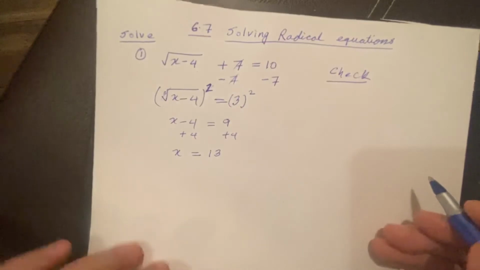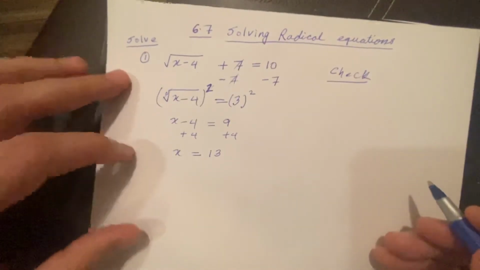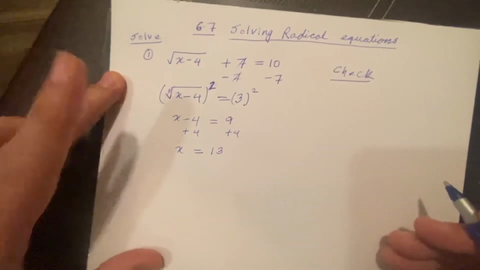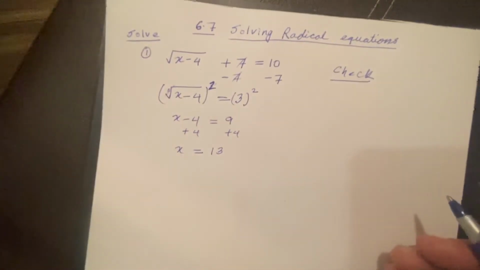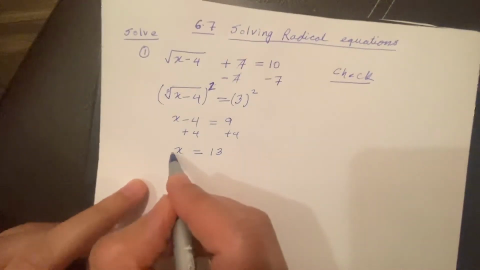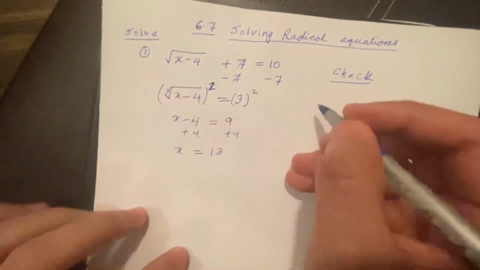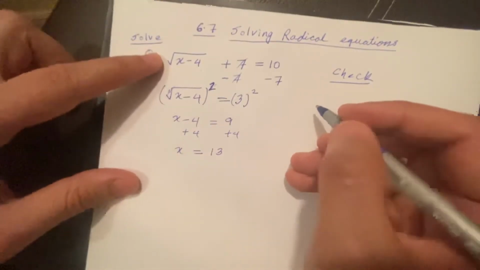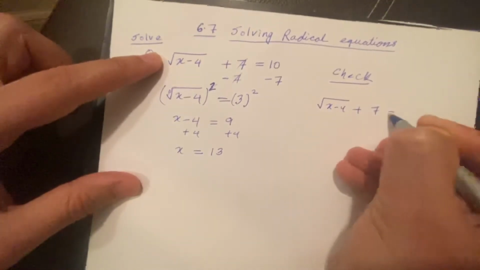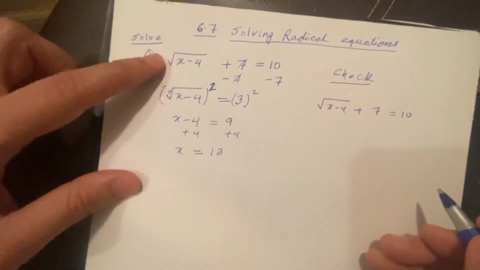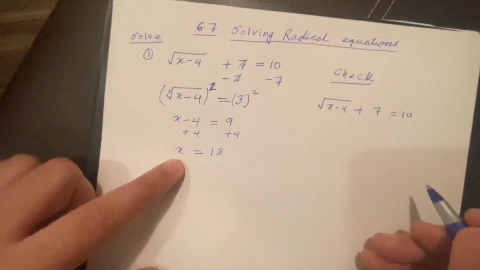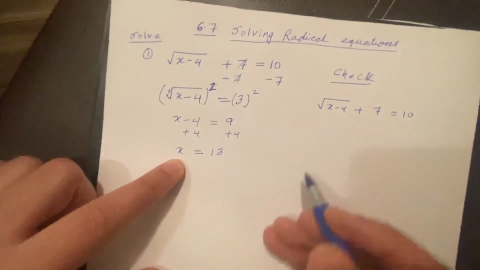For these kinds of problems, whenever you are solving a square root equation, you want to check your answer. To check the answer, you need to take the value of x and plug it into the original equation. The original equation we have is this one right here: square root of x minus 4 plus 7 is equal to 10, right? That's our original equation. Now we just have to take this x value and put it here.